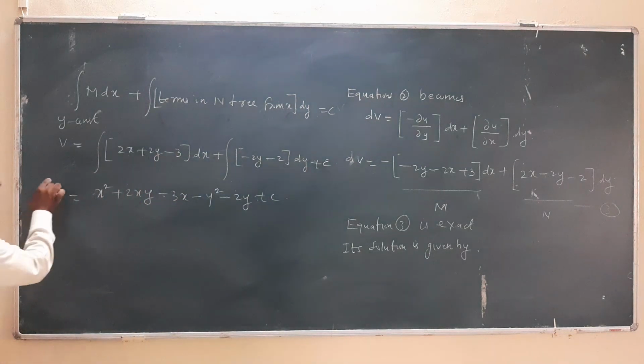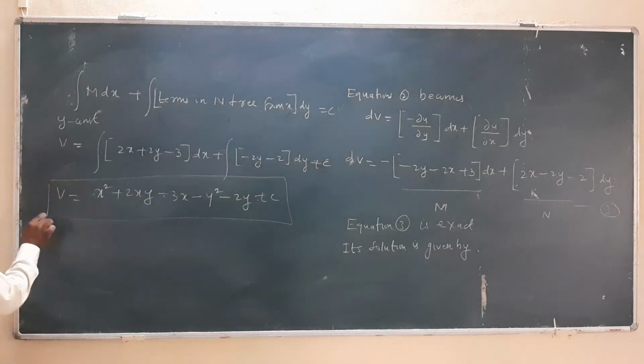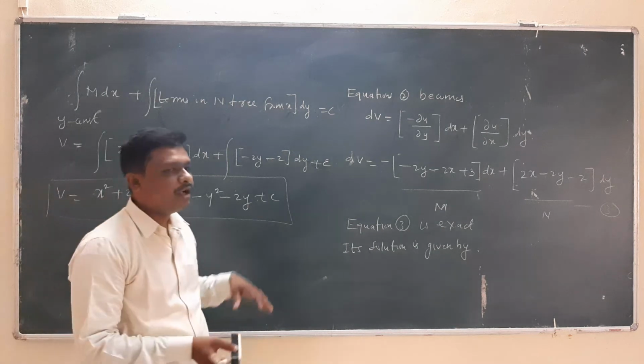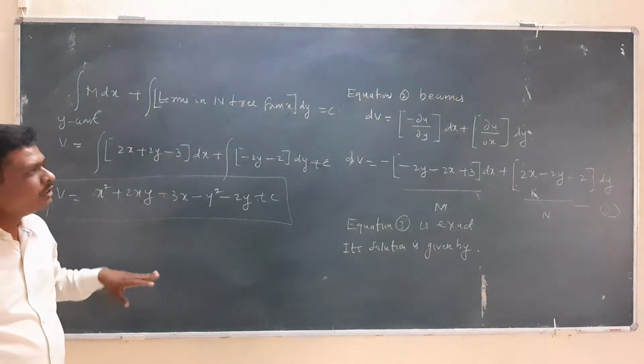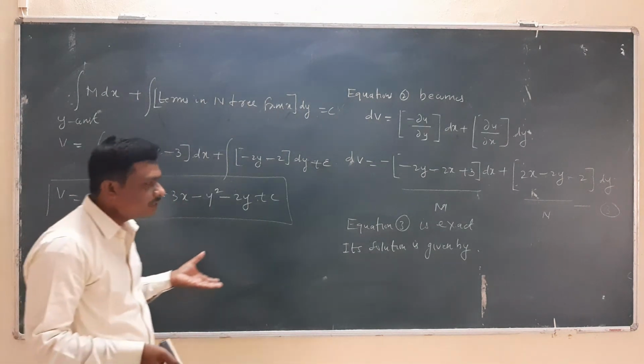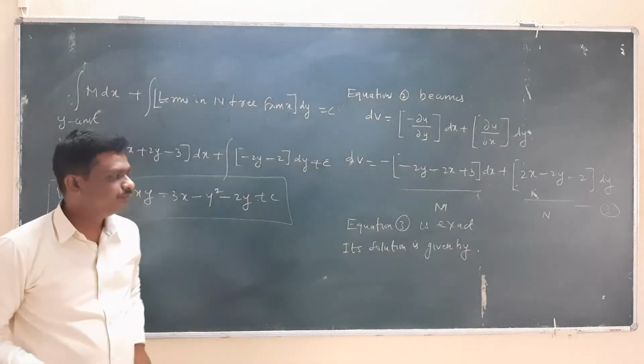So this is the second part of the example. In the second part we have calculated the value of v. The third part is to express this in the form of z.